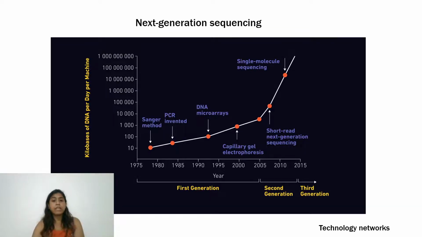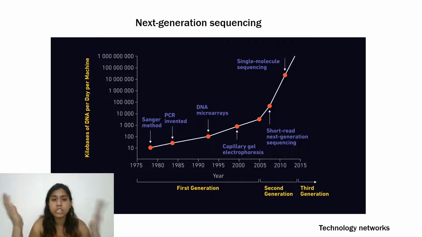But with the development, we invented PCR, later on came microarrays, and then came capillary electrophoresis, and then came short read next generation sequencing. Now we have single molecule sequencing, like we can even sequence one particular transcript from one single cell, and we can go up to much higher numbers of base pairs that have exponentially increased since the development of next generation sequencing. So whatever we currently have that helps us in sequencing is the third generation sequencing data.